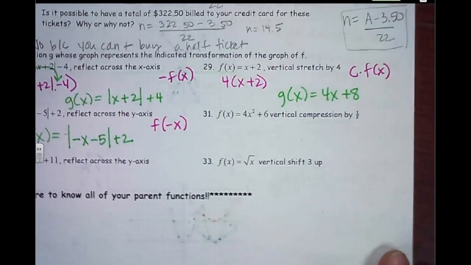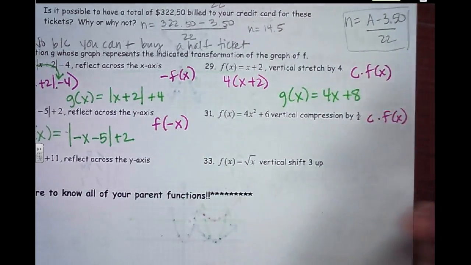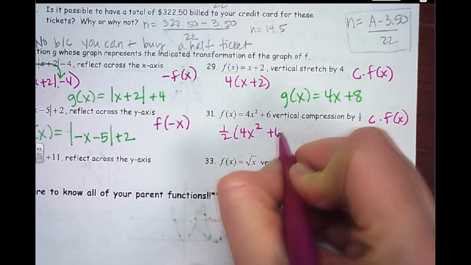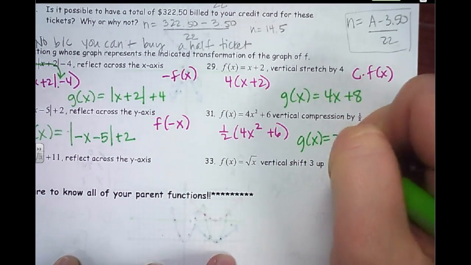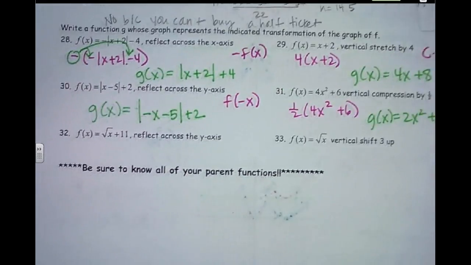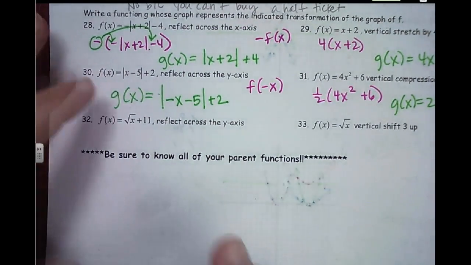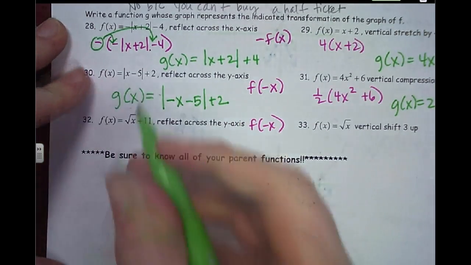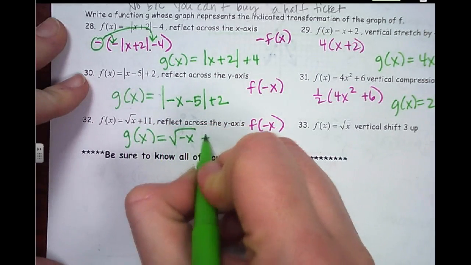31, vertical compression by 1/2. This is the same as 29, c times f of x. So I'm going to multiply 1/2 times 4x squared plus 6 and distribute. So g of x equals 2x squared plus 3. 32, reflect across the y-axis. So across the y-axis, the negative touches x. So g of x equals square root negative x plus 11.